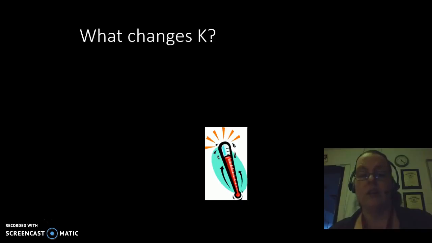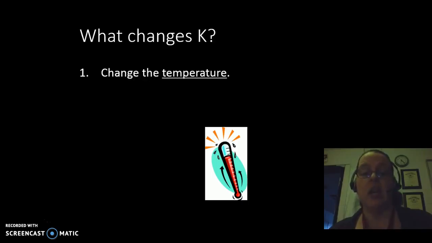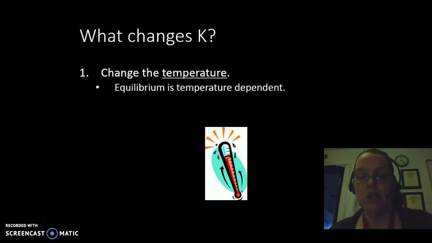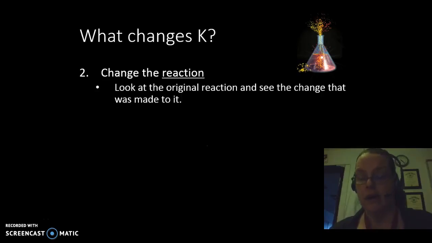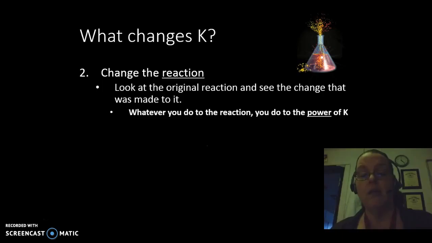So what changes K? Two things can change K. The first thing that can change K is temperature. K, or equilibrium, is temperature dependent. Anytime we change temperature, we change the equilibrium constant. So equilibrium constants are only good for a single temperature. They have to be calculated for each temperature change you make. The other thing that changes it is any change in the reactants, any change in the stoichiometric relationship you had. So if you do anything to the original reaction, it changes it. So whatever you do to the reaction, you do to the power of K.